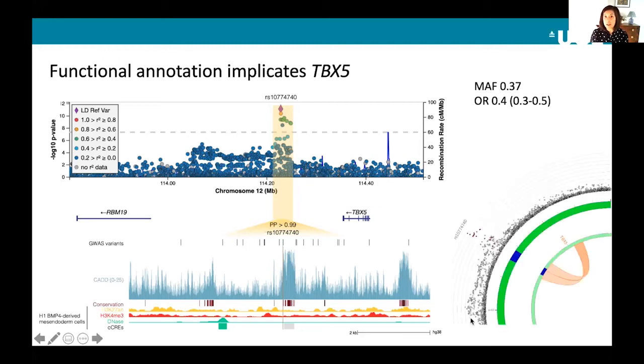Using publicly available chromatin interaction data from embryonic mesendoderm cells, which are the precursor to the bladder and the proximal urethra, we then mapped this region to the promoter of the nearby gene TBX5, which is a transcription factor. Now, heterozygous variants in TBX5 cause something called Holt-Oram syndrome, which is characterized by both upper limb anomalies and cardiac defects, demonstrating that this gene is already known to have a role in embryonic development.